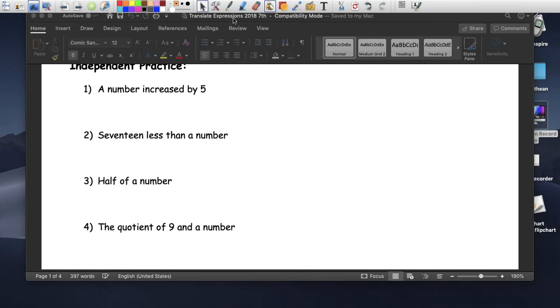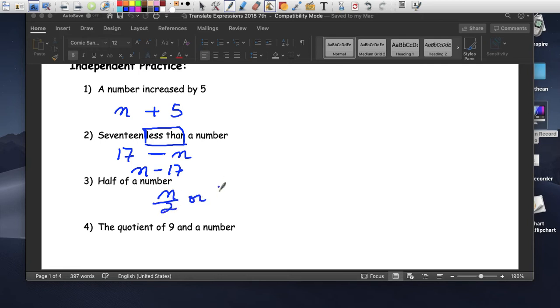Okay. A number increased by 5. So again, a number, n. Increased means addition, 5 is 5, so my expression is n plus 5. 17 less than a number: less than is subtraction, a number is n, but then this has to be switched around, right, because of less than. Half of a number, then we just do n over 2. Or if you want to write it as 1/2 times n, that's fine too.